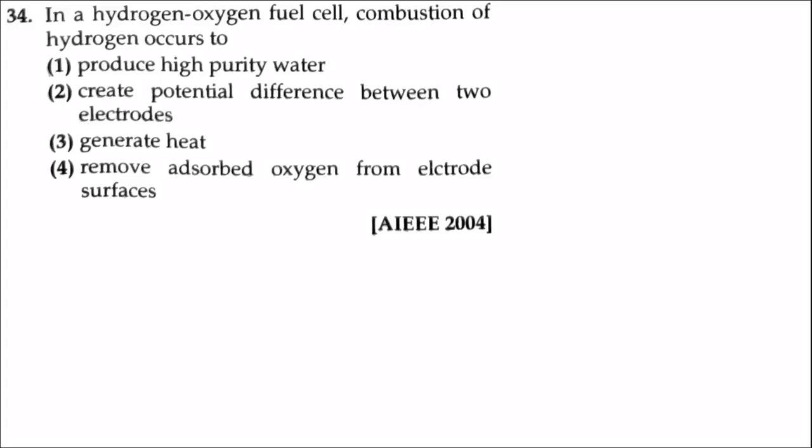In a hydrogen-oxygen fuel cell, combustion of hydrogen occurs to: first, produce high purity water; second, create potential difference between two electrodes; third, generate heat; fourth, remove adsorbed oxygen from electrode surfaces. First of all, what is a fuel cell? A fuel cell is actually a kind of galvanic cell which is designed in such a way that whatever energy is produced during combustion of fuels like hydrogen, methane will be changed into electrical energy.